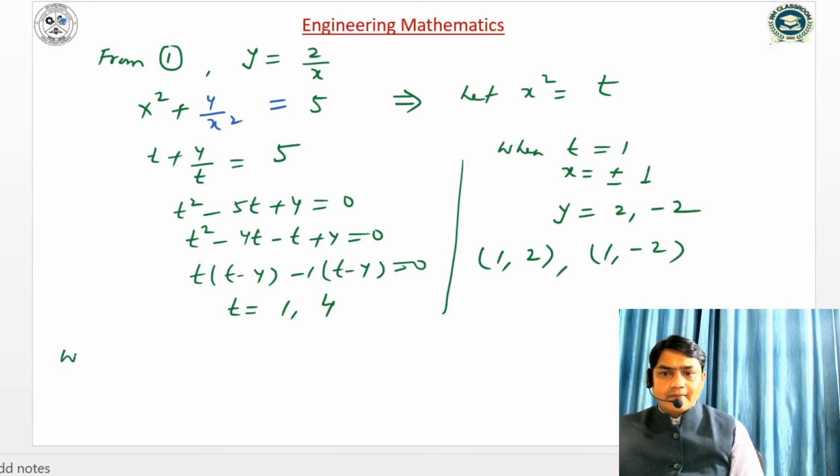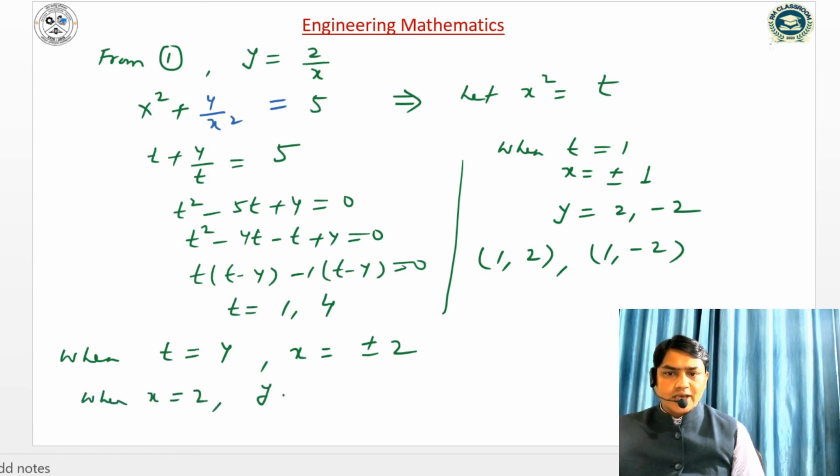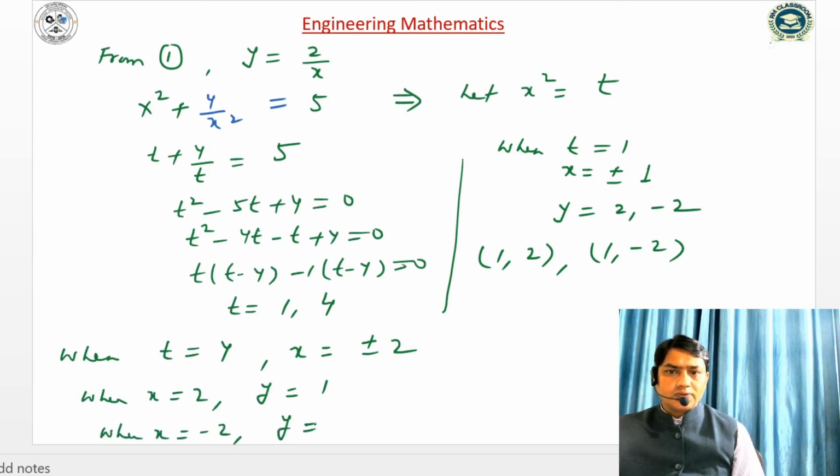And when t is equal to 4, x is equal to plus minus 2. When x is 2, y is equal to 1. When x is equal to minus 2, y is equal to minus 1. So another two stationary points are here, 2 1 and minus 2 minus 1. So four stationary points are there: 1 2, 1 minus 2, 2 1 and minus 2 minus 1.